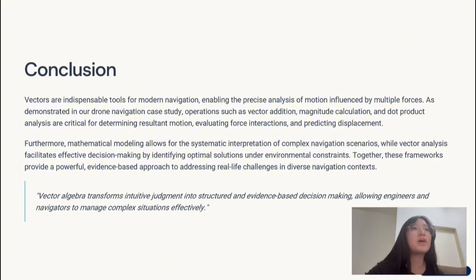decision-making by identifying optimal solutions under environmental constraints. Together, these frameworks provide a powerful evidence-based approach to addressing real-life challenges in diverse navigation contexts. Vector algebra transforms intuitive judgment into structured and evidence-based decision-making, allowing engineers and navigators to manage complex situations effectively.